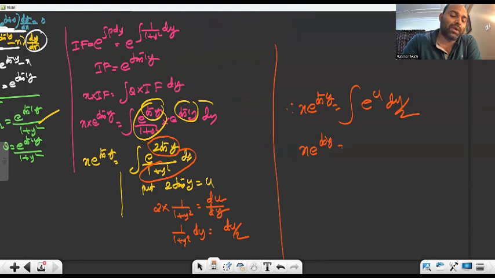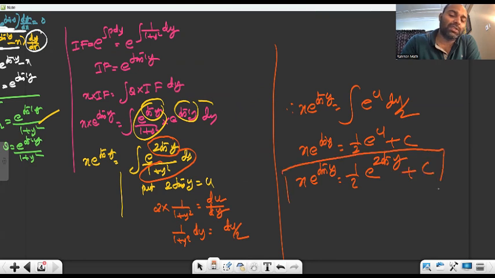x e raised to tan inverse y, e raised to u integral is what? e raised to u only. U you replace. 1 by 2 e raised to, u is what? 2 tan inverse y, plus c. This is your general solution. Just check it. Anybody have problem, let me know.